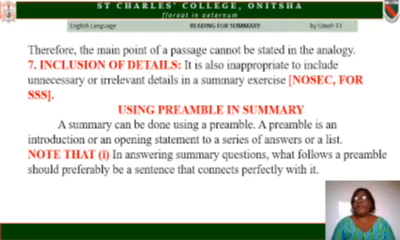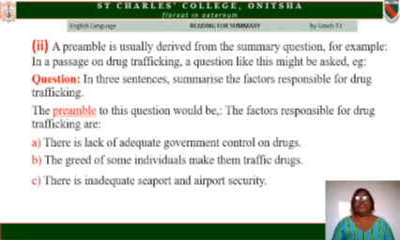What do we mean by preamble? A preamble is an introduction or an opening statement to a series of answers or a list. So it's very good for you to write summary using what we call preamble. You should know that in answering summary questions, what follows a preamble should preferably be a sentence that connects perfectly with it. Two, a preamble is usually derived from the summary question. So you don't pick preambles from some other place. It must come from that summary question.